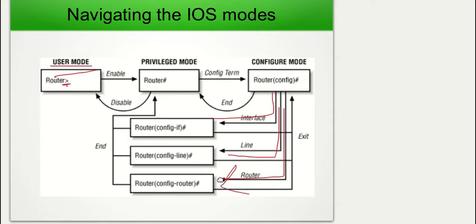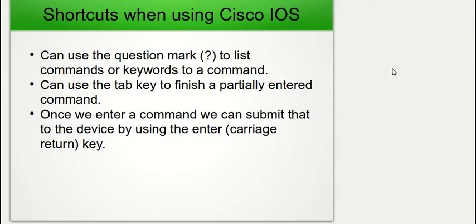To move from a sub configuration mode back to the global configuration mode, we can use the exit command, or to move directly back to privilege mode, we can use the end command. And so when we're using the command line interface of the Cisco IOS, there are certain shortcuts we can use to make it faster and easier to use.